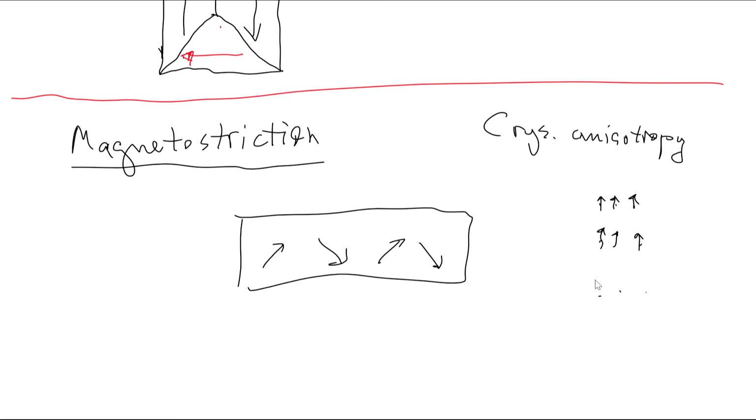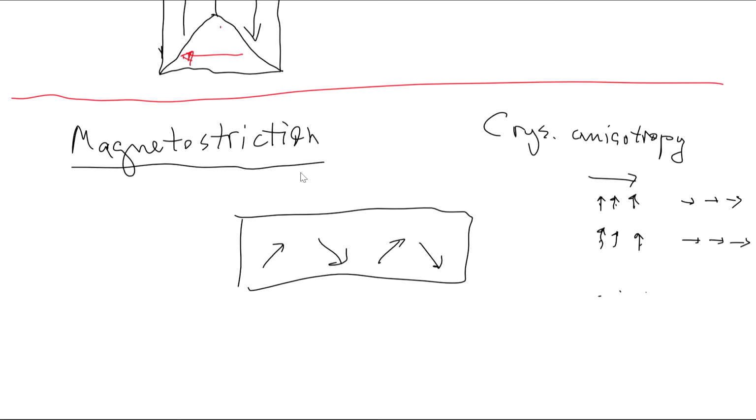There is an interaction between these moments. So if I apply a field that way, I can force them to be aligned in this direction. But what it would result in is that the interaction between these and this, and these and this, defines the atomic spacing, and it defines the interaction and vice versa.